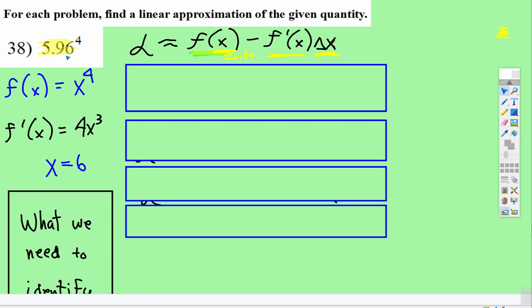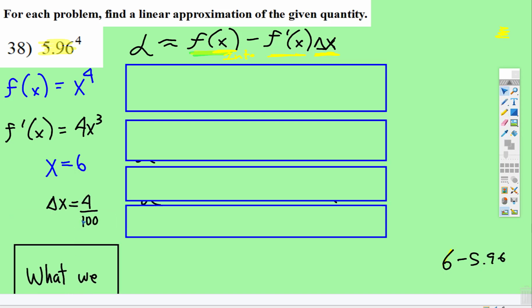And the delta x, what is the change? So 6 subtract 5.96 leaves you with delta x is 4/100. You don't need to simplify that to 1/25 right now. I don't care about that. You can if you would like, but in this example I did not do that. We're going to simplify later anyway.